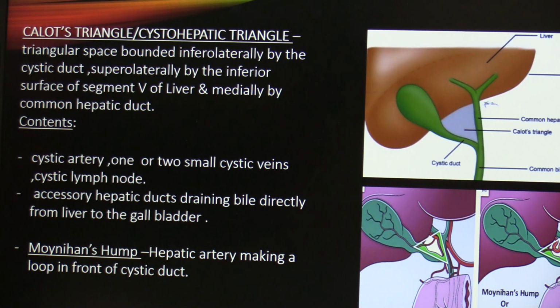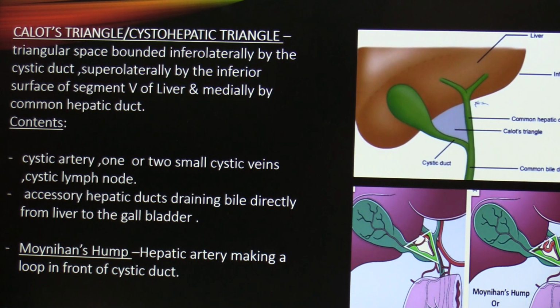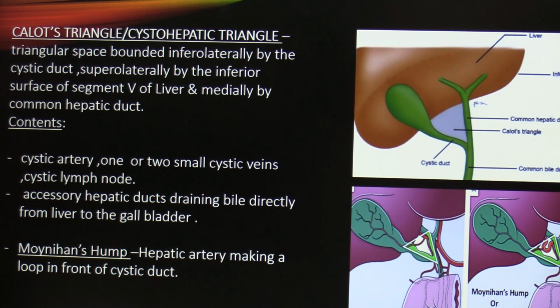Now another important clinical aspect is that sometimes the hepatic artery makes a loop in front of the cystic duct. The first picture is of the normal Calot's triangle. You can see the cystic artery, a branch of hepatic artery, and the content of which we have already seen. Sometimes this hepatic artery makes a loop in front of the cystic duct. This is known as Moynihan's hump. This is clinically very relevant because if a surgeon is operating, he or she should know that there can be a hepatic artery making a loop in front of the cystic duct. When removing the gallbladder, it should be taken into consideration.